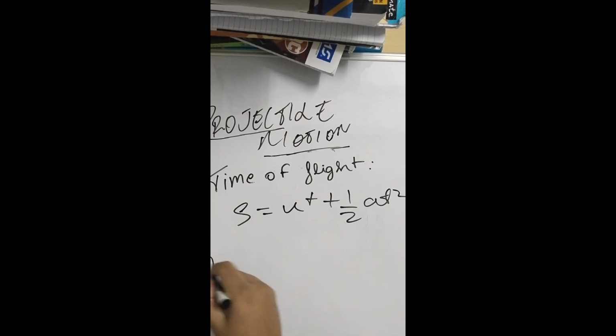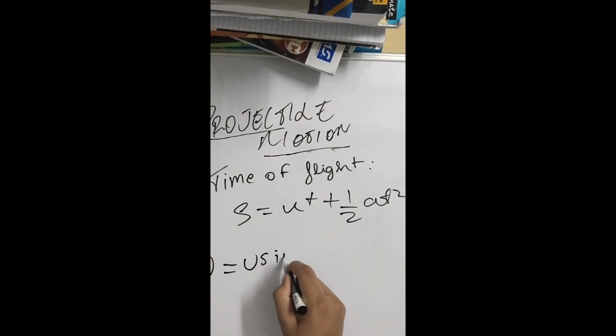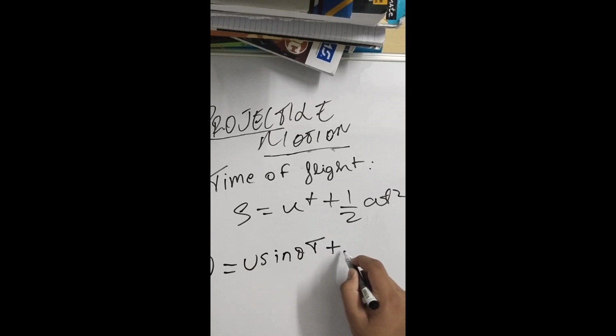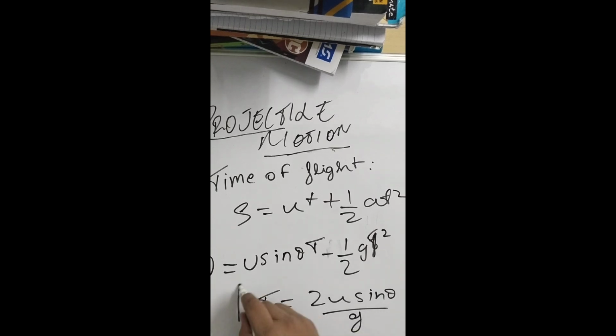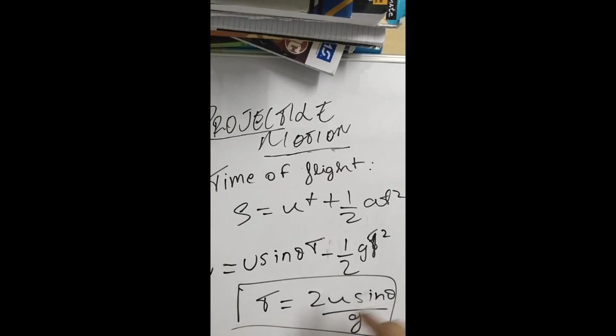So now we have 0 is equal to u sine theta t minus half gt square. Okay, now on simplifying this formula, we get t is equal to 2u sine theta divided by g. This is the time of flight formula which we get. Using this, we can solve many complex physics problems which would have taken a lot of time, but since we have this relation, we can solve it quite easily.